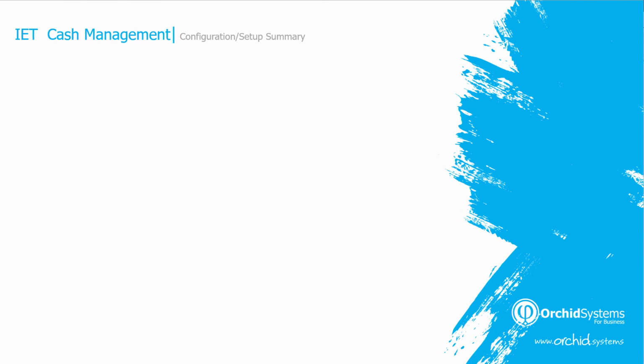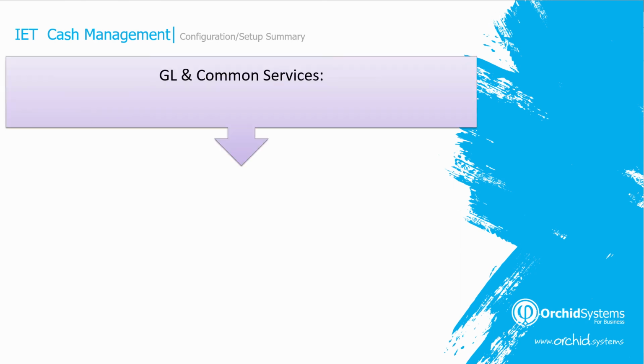We have seen the setup and configuration required for inter-entity cash management. In GL and Common Services, we had to create GL segment values and a GL segment code for our entity. We needed to create some GL accounts for our cash management clearing bank account. And in Common Services, we needed to create our cash management clearing banks.